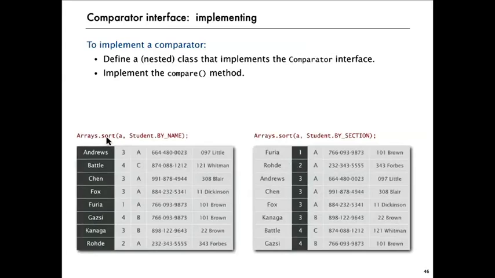So here's just an example of what happens with those implemented comparators for the class Student using the Java system sort. If you call Arrays.sort with your array of students and you give it this ByName comparator, it'll put them in alphabetical order by the name field. And if you give it the BySection comparator, it'll put them in order by the second field. Very convenient for all kinds of data processing applications.